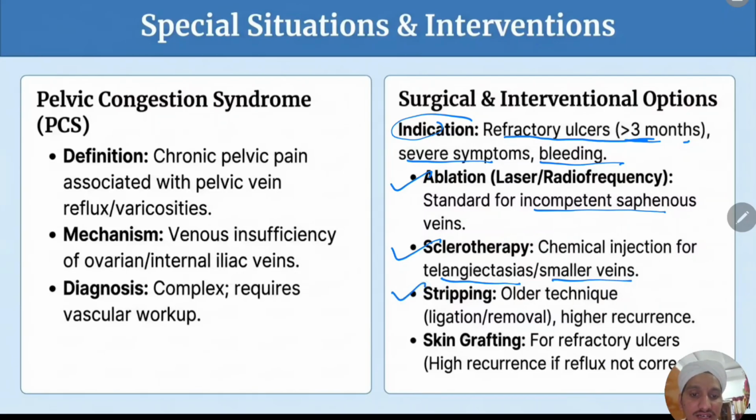Stripping was an older technique: ligate and remove the vein. But this technique has a high chance of recurrence. Then next is skin grafting for refractory ulcers, with high recurrence if reflux is not corrected.